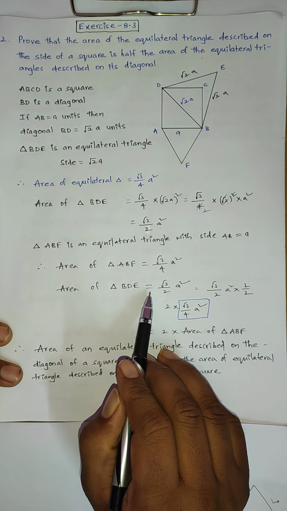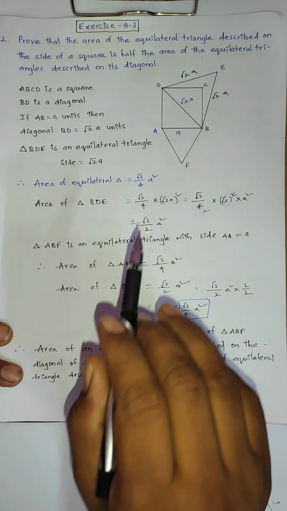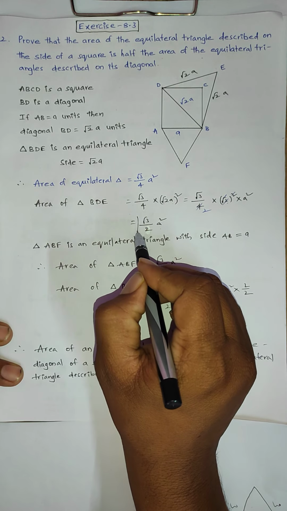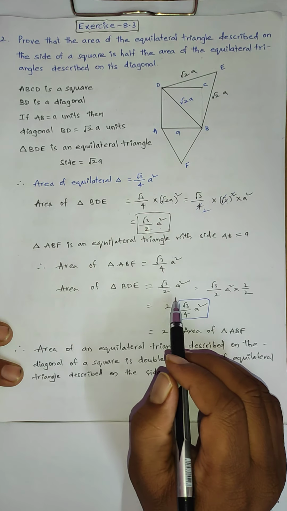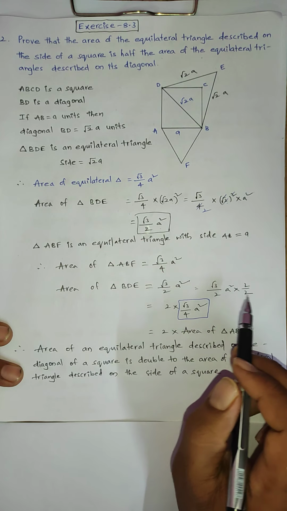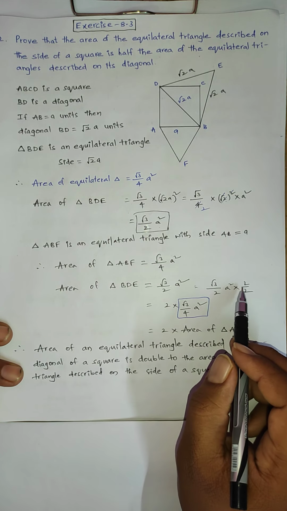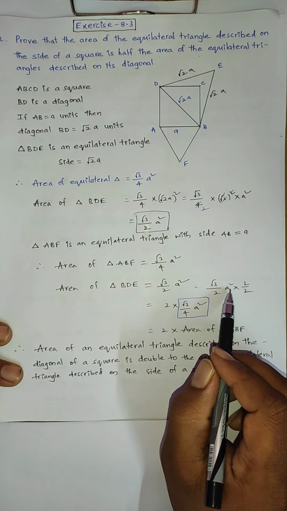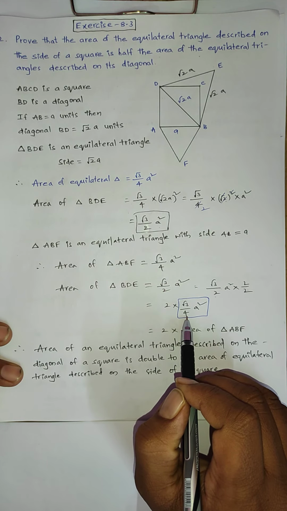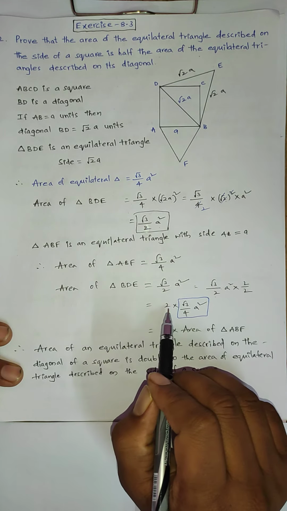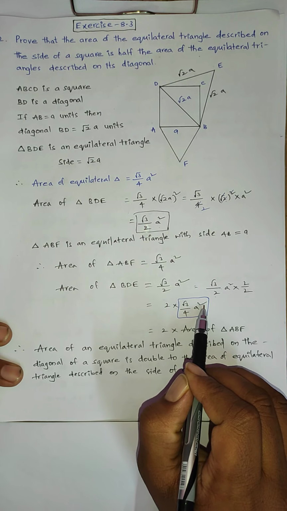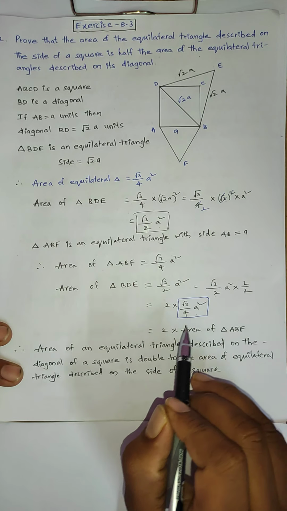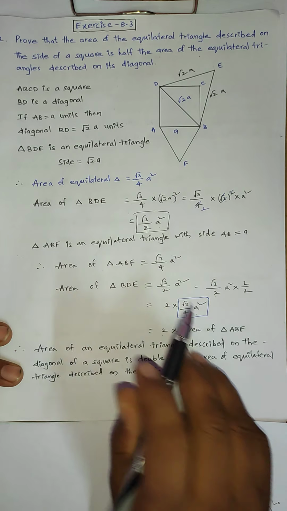Area of triangle BDE is equal to root 3 by 2 A square. We found this here. Now simply a small change here, multiplying by 2 and dividing by 2. 2 into root 3 A square by 2, 2 twos are 4. Now this side, root 3 by 4 A square, this whole is area of triangle ABF. Understood? Means 2 times of triangle ABF.